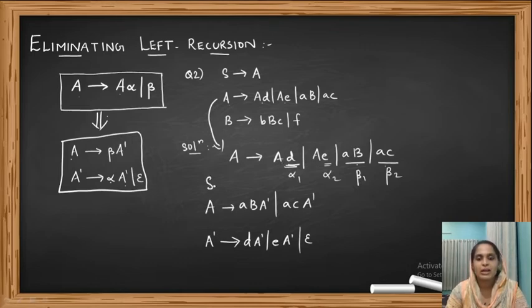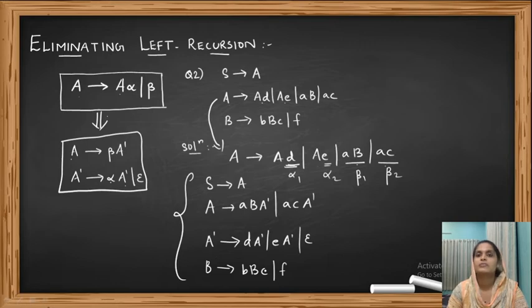The S production you can write as such: S produces A. And the B production also you can write as such: B produces BBC bar F. So this is our final grammar which is free from left recursion. Clear? So let's move on to one last question.